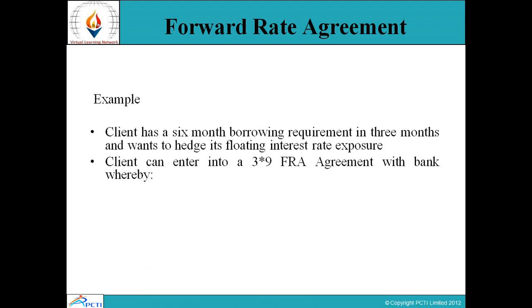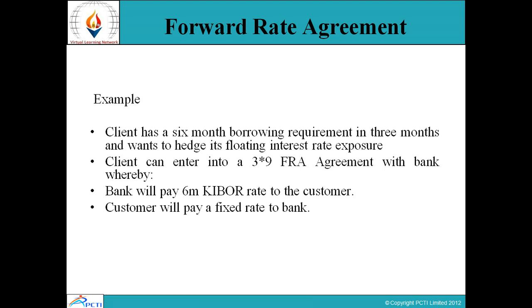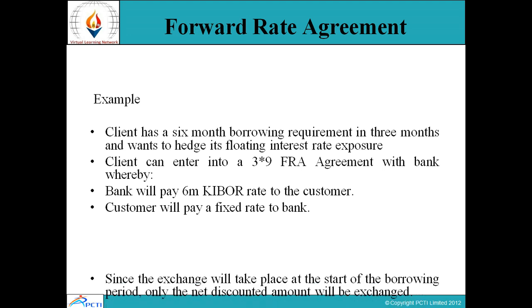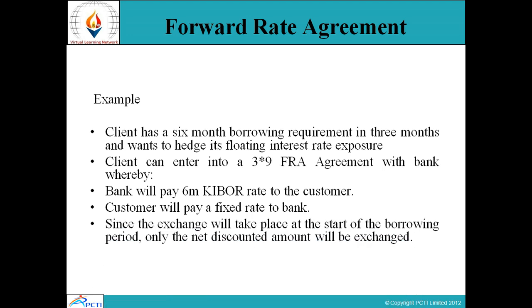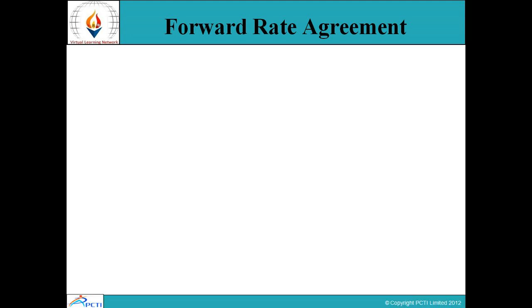Example: a client has a 6-month borrowing requirement in 3 months and wants to hedge its floating interest rate exposure. The client can enter into a 3:9 FRA agreement with a bank, whereby the bank will pay the 6-month KIBOR rate to the customer and the customer will pay a fixed rate to the bank. Since the exchange will take place at the start of the borrowing period, only the net discounted amount will be exchanged.